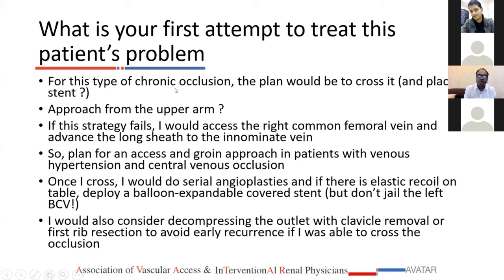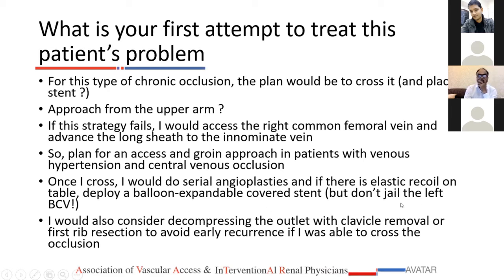So in such a situation, when you just don't know, what one would do is what is called an access and groin approach, which means you put one needle through the access vein in the right or left arm or forearm, as the case may be, because those veins are easily accessible, and you also go through the groin. You simultaneously advance your wires and catheters to where you are able to take a simultaneous shoot, try and cross if possible, and then try to do angioplasty if possible. If that is required, then you will do a balloon expandable covered stent.